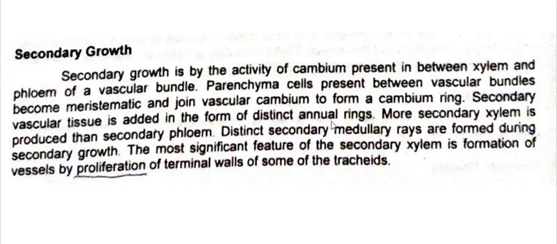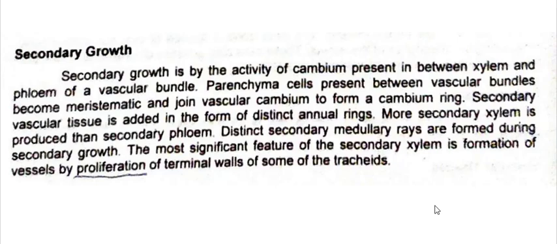The secondary vascular tissues are produced in the form of distinct annual rings, as the xylem which is produced in the early season and the late season both continue to form one annual ring. In this secondary growth more secondary xylem is produced than the secondary phloem, and during this secondary growth secondary medullary rays are also produced.